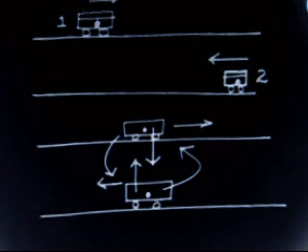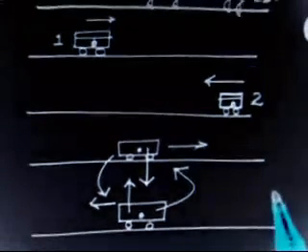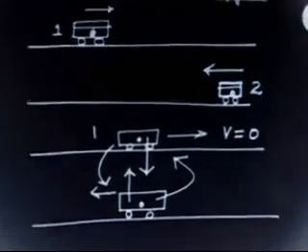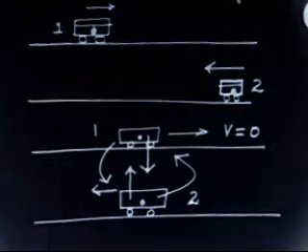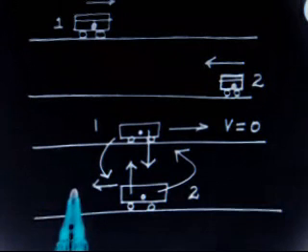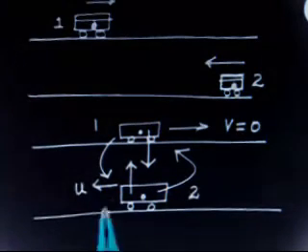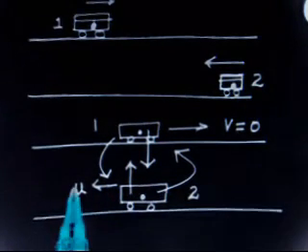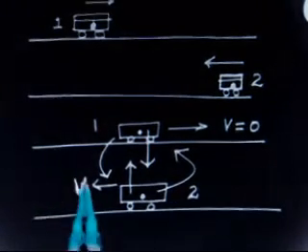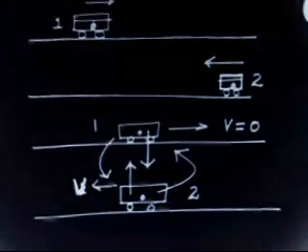Now the question says, as a consequence, buggy 1 stops and buggy 2 keeps moving in the same direction. So let us say this is buggy number 1. This stops, so V becomes 0 after the men exchange. And buggy number 2 keeps moving in the same direction with velocity equal to V. Let us keep this V. So this buggy number 2 keeps moving in this direction with velocity V.